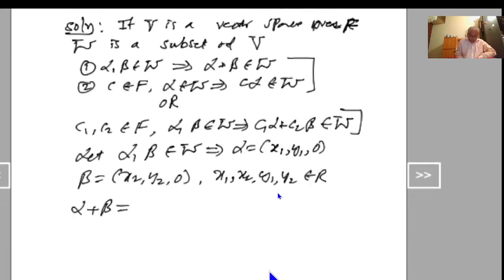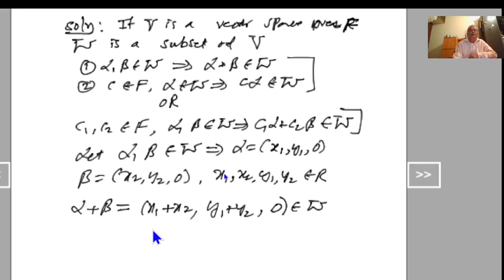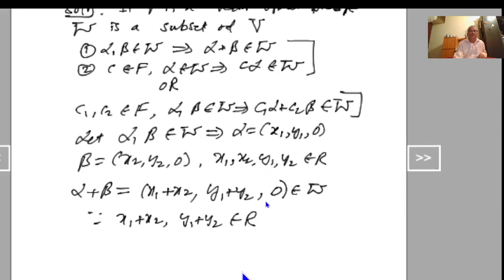Okay. Now consider alpha plus beta. Alpha plus beta is (x1 plus x2, y1 plus y2, 0 plus 0, which is 0). This belongs to W. Yes, this belongs to W because x1 plus x2 belongs to R and y1 plus y2 belongs to R. Because x1, x2 belong to R, their addition belongs to R. y1, y2 belong to R, therefore their addition belongs to R. That is, the first condition is satisfied.